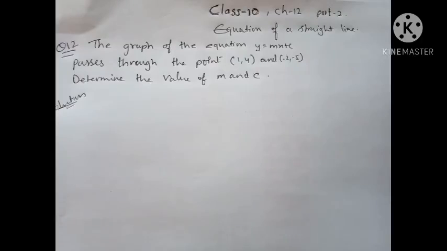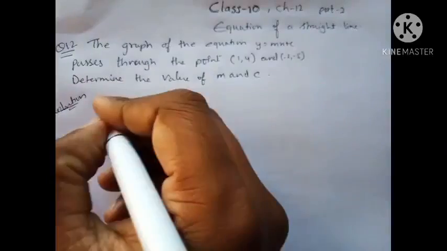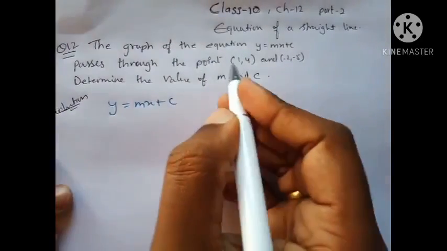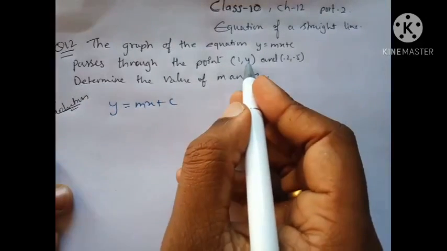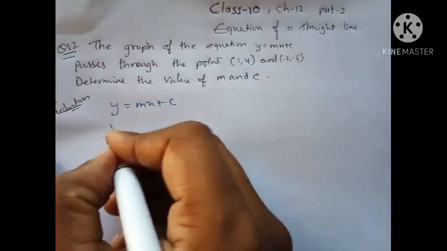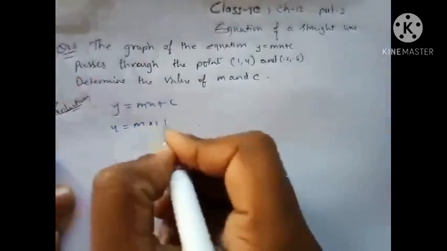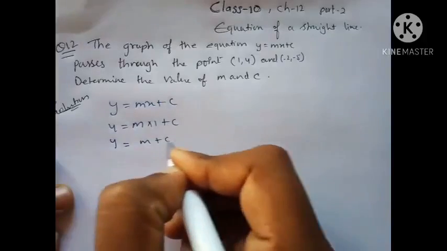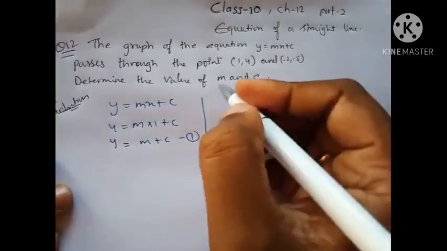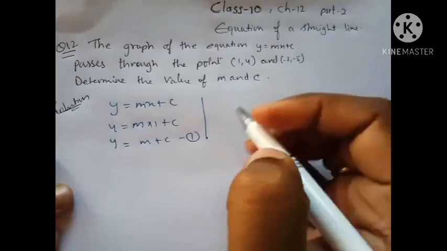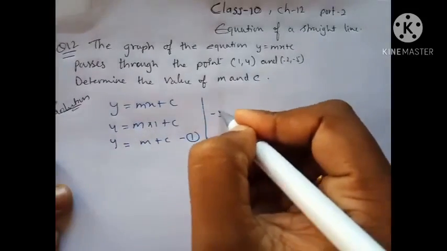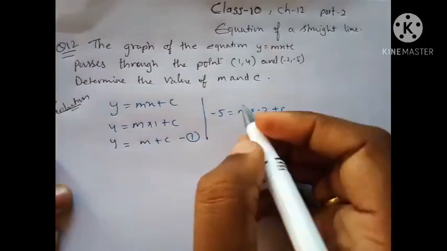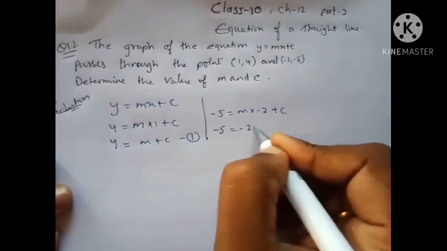So what I'm going to do is simply write the equation that they have given me, y equals mx plus c, and first I'm going to put this as x and this as y. So x is 1 and y is 4. So 4 equals m into 1 plus c. That gives me 4 equals m plus c. This is equation 1. Now I'll put the same in this equation. So I'll get minus 5 equals m into minus 2 plus c. So I have minus 5 equals minus 2m plus c.